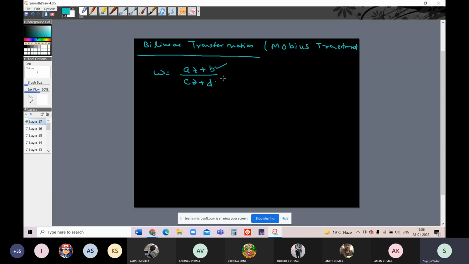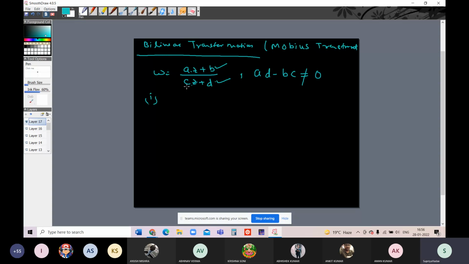So this type of transformation is called the bilinear transformation, provided that the condition ad − bc is not equal to 0. This type of transformation, where a, b, c, d are complex constants, is called bilinear, linear fractional or Mobius transformation. Now there are some points in it which we should know.